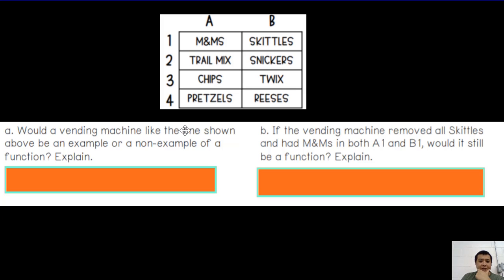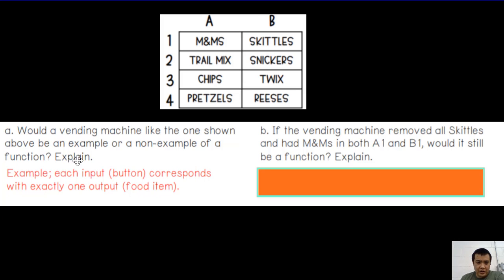Here it says, would a vending machine like the one shown above be an example or a non-example of a function? So every input we have, A1, will always give us one output, M&M's. A2 always gives us one output, trail mix. A3 gives us one output, chips. A4 gives us one output, only pretzels. The only way that this would not be a function is if A1 had both M&M's and Snickers in there, so it could give you M&M's or Snickers. Or if A2 had trail mix or Skittles. As long as our input results in one thing that we can rely on, that is called a function. So each input, each button, responds with exactly one output, one food item. So yes, this is a function.